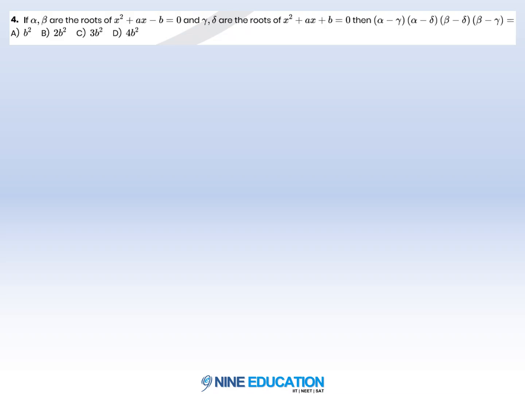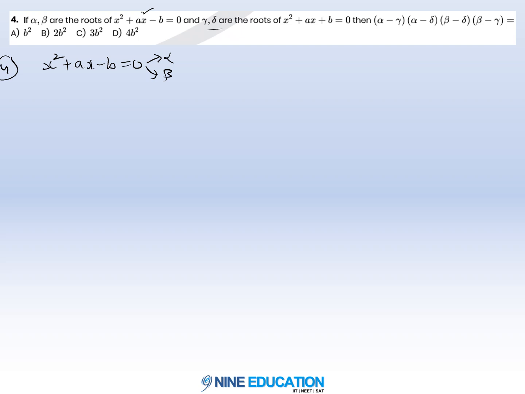Let's discuss question number 4. Alpha, beta are roots of a certain quadratic equation and gamma, delta are roots of another quadratic equation. So the first equation is x square plus ax minus b equals to 0. So roots are alpha and beta for this.